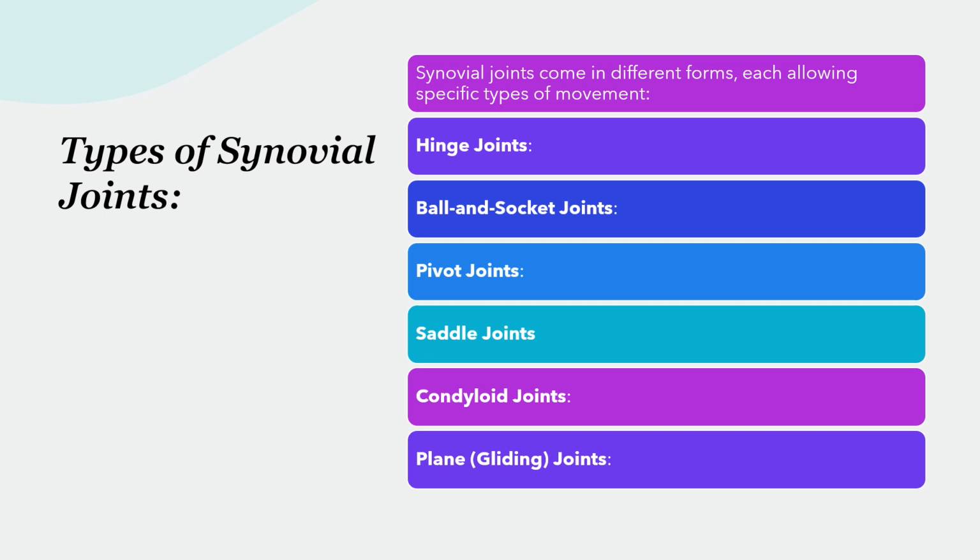Condyloid joints. Now, these allow movement but no rotation, including flexion, extension, abduction, and adduction. So, for example, the joints in the wrist that allow for a wide range of hand movement. We also have a plane joint, also known as a gliding joint, and these joints allow bones to glide past each other in any direction along the plane of the joint. So, for example, the intercarpal joints in the wrist and the intertarsal joints in the foot.